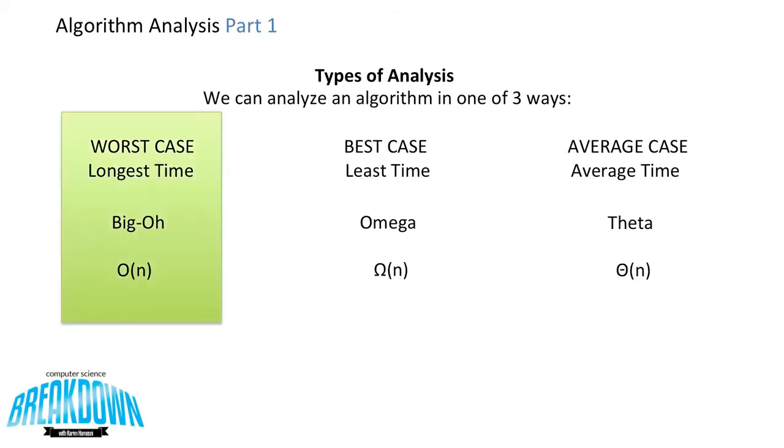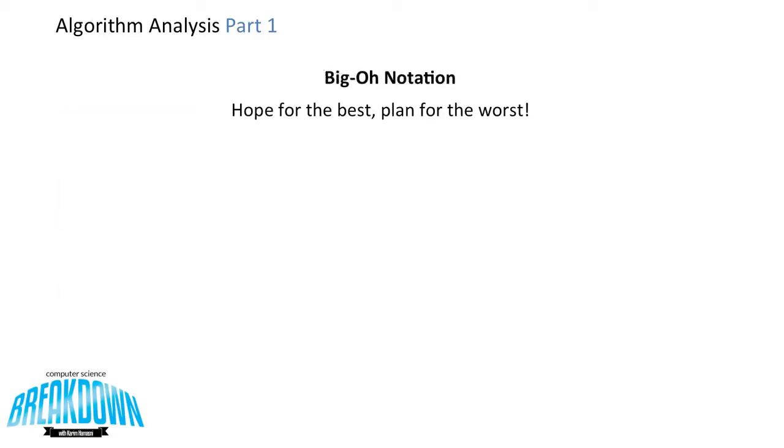Most of the time, we do use the big O notation because it's the most practically useful one of the three. Best case, we can't always rely on because it's not always going to be the best case. And average case is less useful than the worst case. So what we always think about is to plan for the worst and hope for the best. So with big O, once again, we hope for the best and plan for the worst.